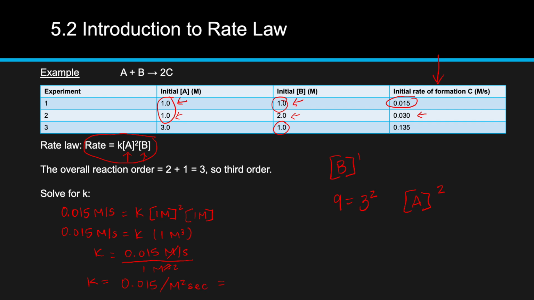You're going to see this more commonly written as 0.015 molarity to the negative second power times seconds to the negative first power. So this is how you will normally see it written instead of like this. So that would be how you solve for K.